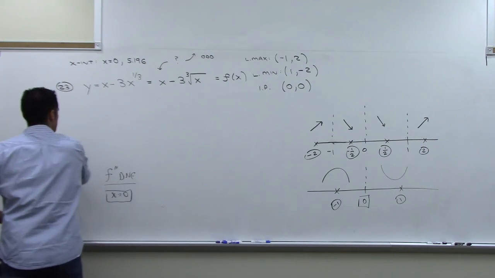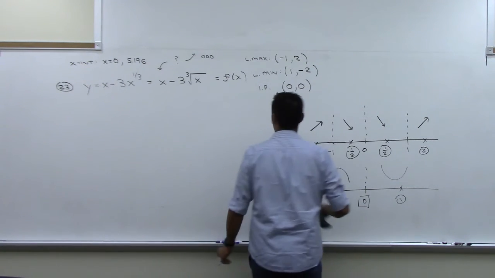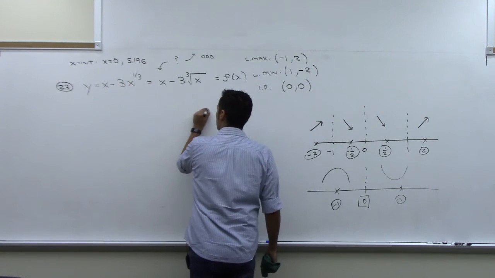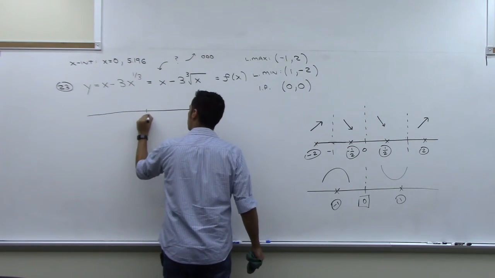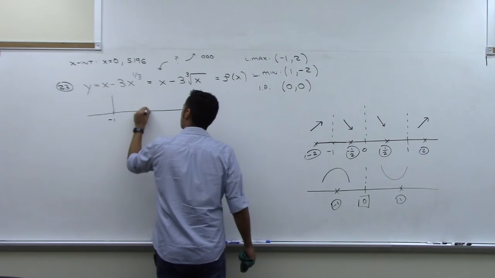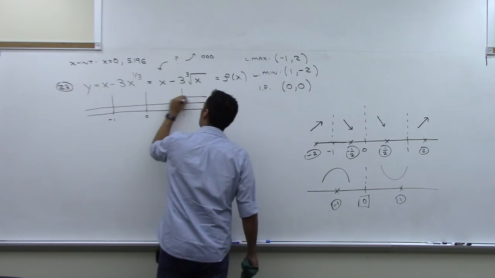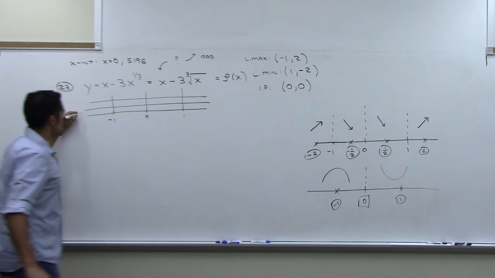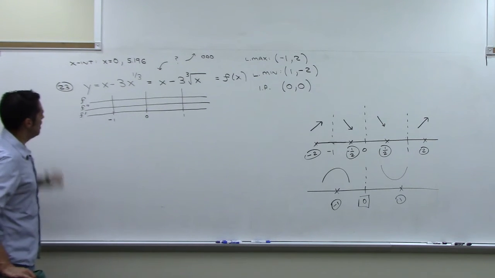And to graph this, I think I'll do it right here. I'm going to draw a number line. I'm going to put all my critical numbers. So I had 0 here, 1, -1. This is where I draw that table. This is how I do it. So here, F prime is going to be on this row, F double prime is on this row, and F is on that row.